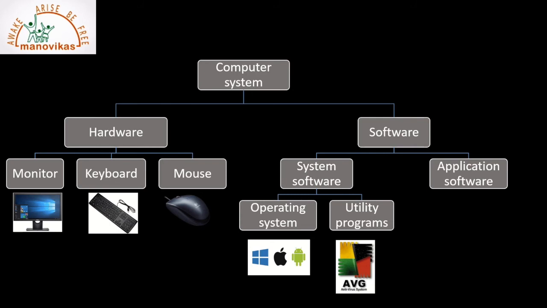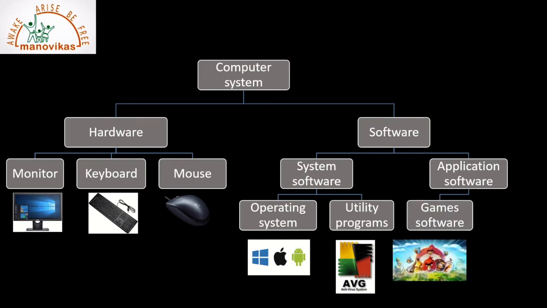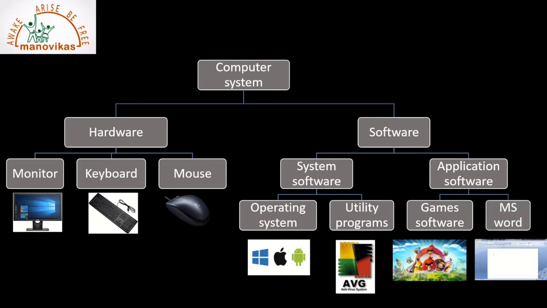Utility programs are the small programs in the system software. They are used for managing your computer. For example, antivirus software helps us to protect from virus attacks. We have application software that is designed to perform special tasks. Like game software is used for playing games. Word software is used for typing letters. Paint software is used for painting, drawing.